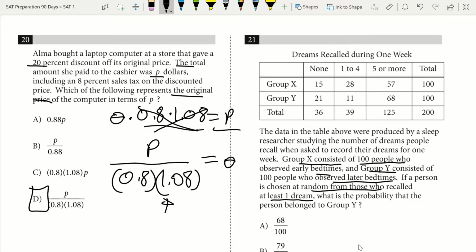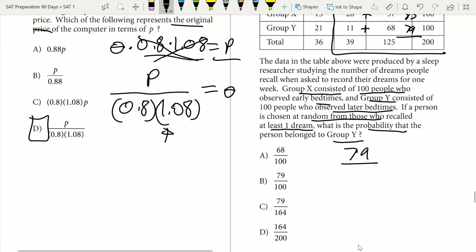Keep in mind, at least one dream is going to be all the way over here, including 5 or more. What's the probability that the person belonged to group Y? Well, for group Y, the total is 11 plus 68, which gives us 79. So there are 79 people in group Y out of a total of those who recalled at least one dream. We have 28 plus 57, which gives 85, plus 20, which gives 85 for group X. Then we add 85 and 79, so 79 over 85 plus 79. I know that's not 100, but 164. So my answer there is C for number 21.